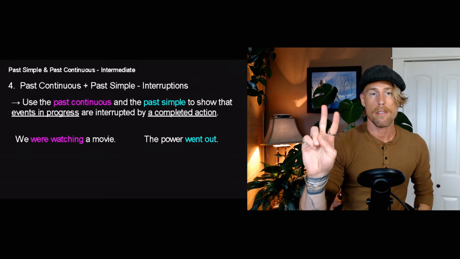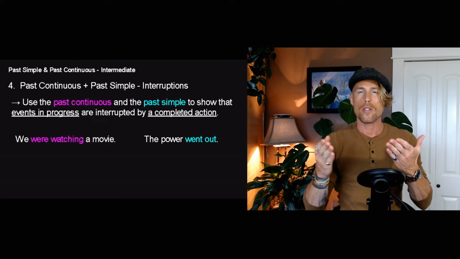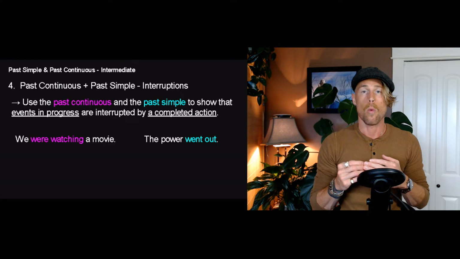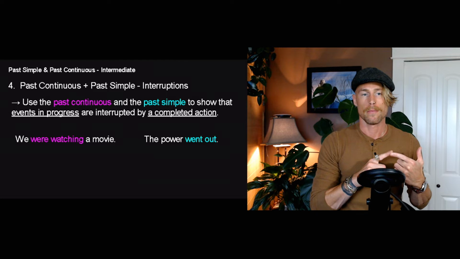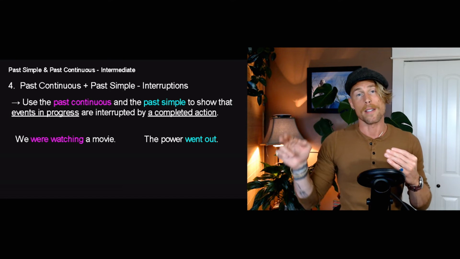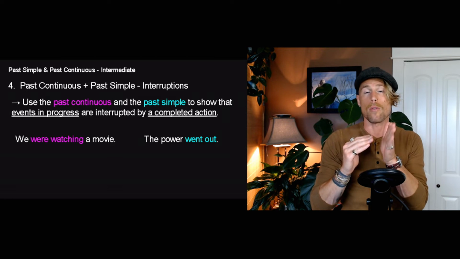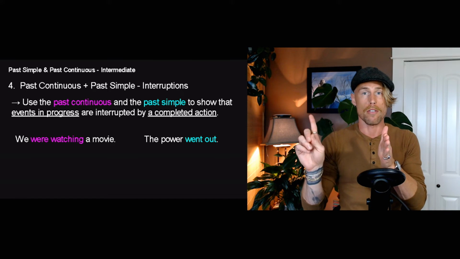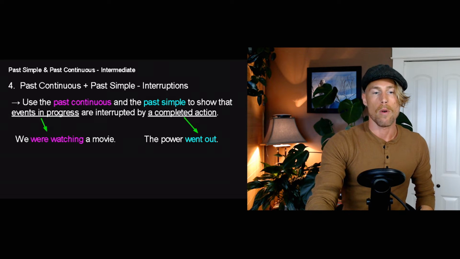So, two events. One event was in progress. Which one was in progress? We were watching a movie, or the power went out? Past continuous. We were watching a movie was in progress. It was happening. The power went out, interrupted, stopped the first action. So, events in progress. We were watching a movie. The power went out. A completed action.